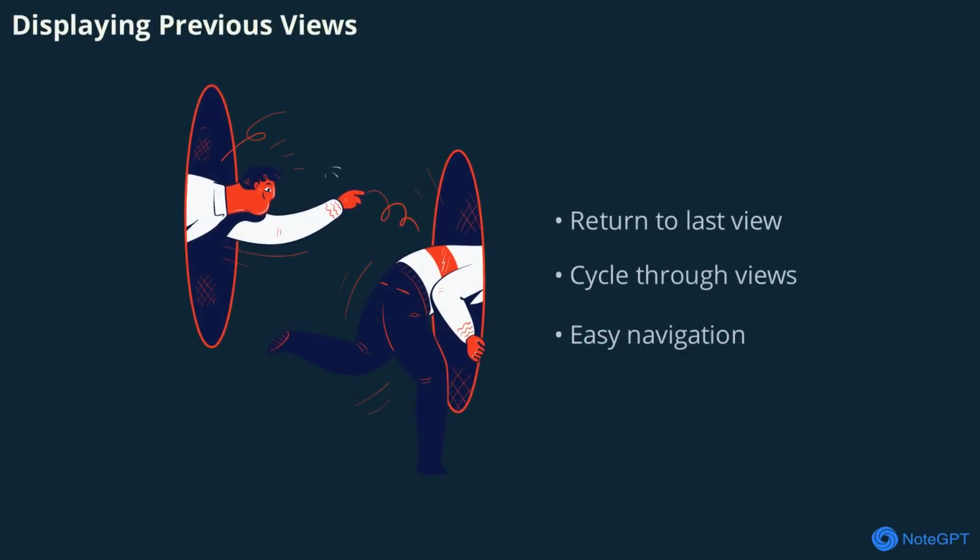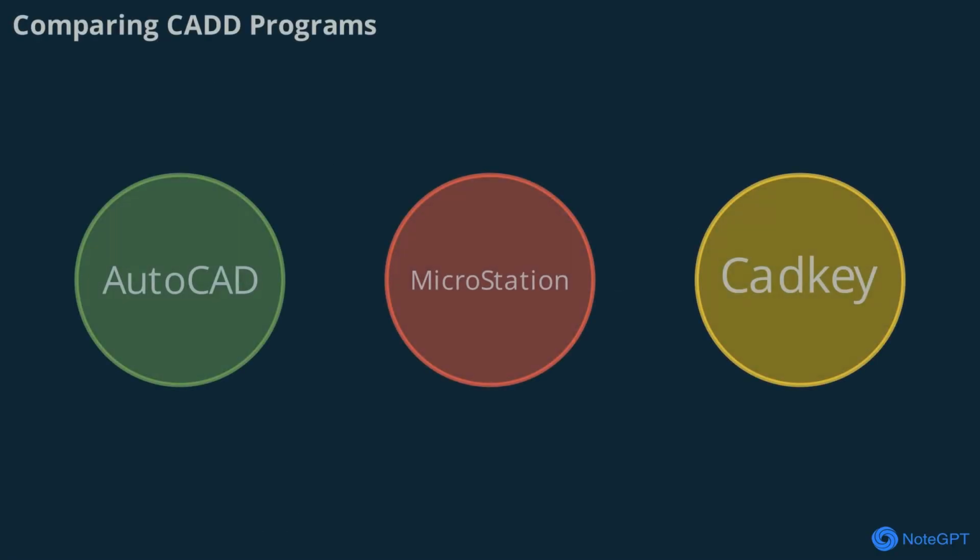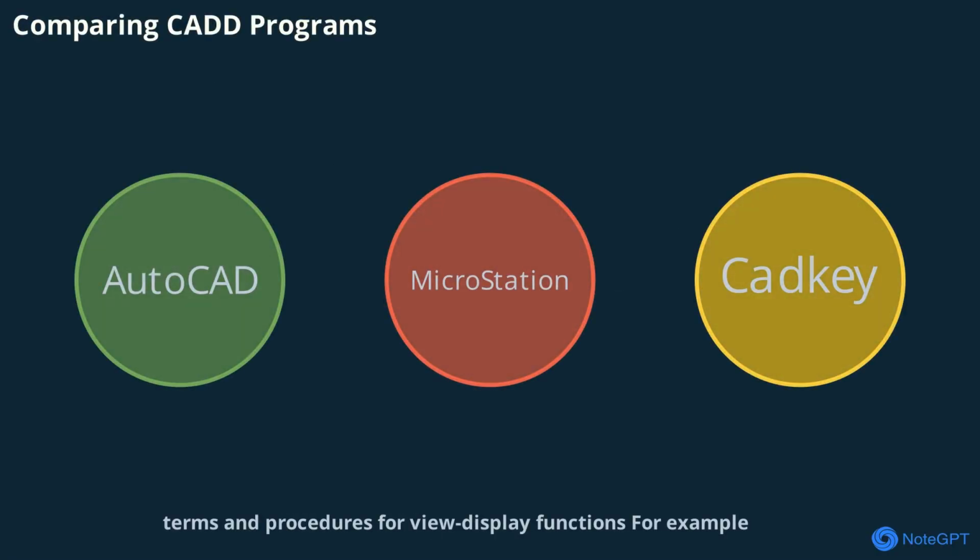Returning to previous views is simple with CADD. Just click the designated tool button and you're instantly back to the last view displayed. This feature is especially useful when you need to revisit areas you've recently worked on. You can cycle through all previous views, and some programs even allow you to move forward to subsequent views, making navigation seamless and intuitive.